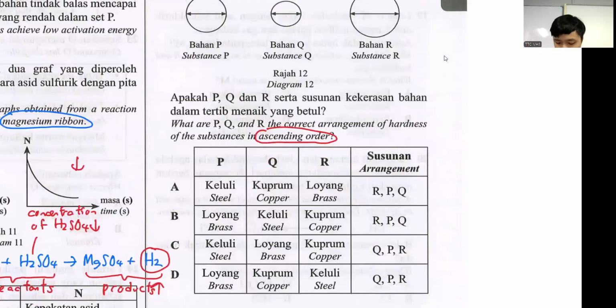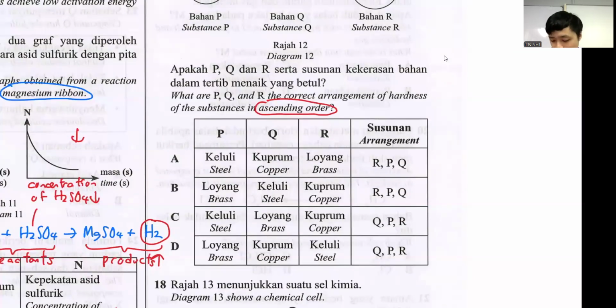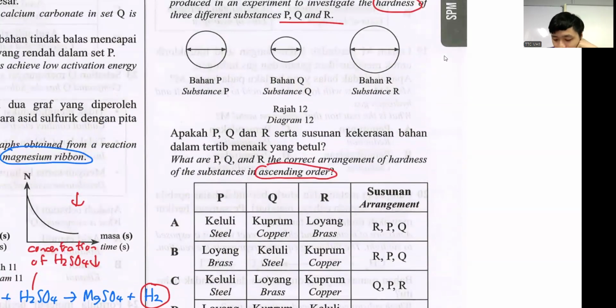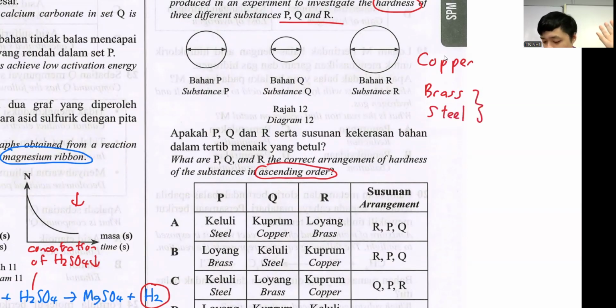Okay, so the choices are between steel, copper, brass. Now you know copper, confirm copper is the weakest, because the other two are alloys. Normally alloys are harder. So of course this one is a bit not hard. Pure metal is a bit weaker. So this one normally we get a larger diameter.